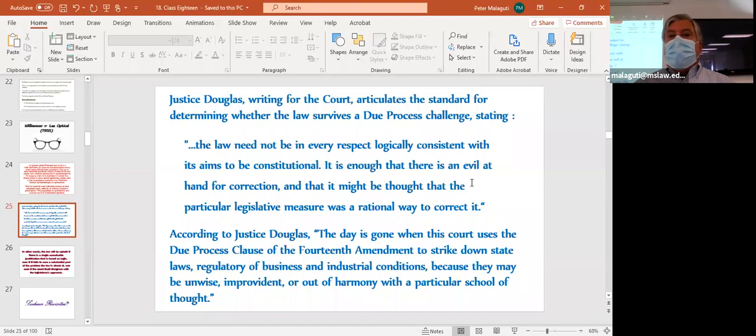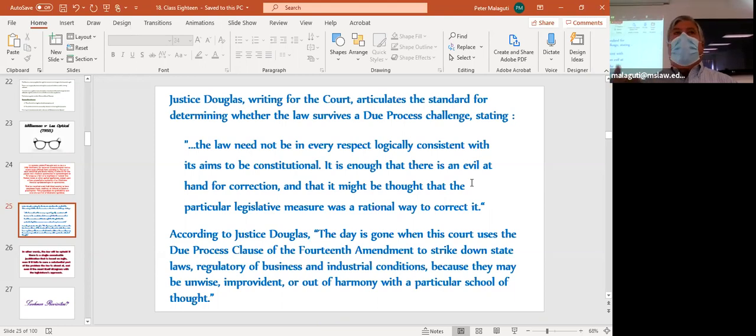Justice Douglas writes the decision of the court. The law need not be in every respect logically consistent with its aims to be constitutional. It is enough that there is an evil at hand for correction, and it might be thought that a particular legislative measure was a rational way to correct it. The day is gone when the court uses the due process clause of the 14th Amendment to strike down state laws regulatory of business and industrial conditions because they may be unwise, improvident, or out of harmony with a particular school of thought. You see what he's saying here?